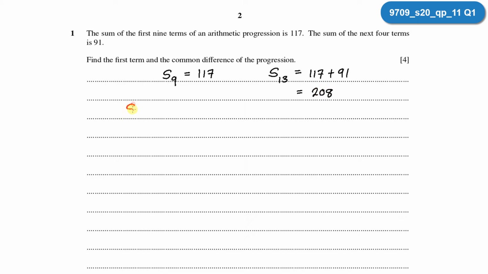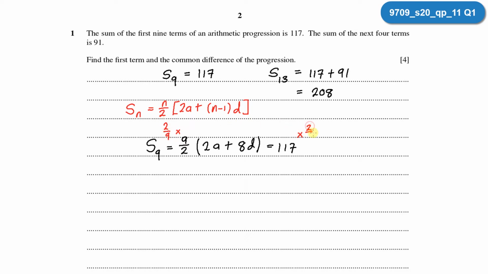Now, we know that the formula for the sum of terms of an arithmetic progression is S_n equals n over 2 times 2a plus n minus 1 d. So in our case, the sum of the first 9 terms is going to be 9 over 2 of 2a plus 8d. The 8 is from 9 minus 1. So this is going to give us 117. I can simplify this equation by multiplying both sides by 2 over 9.